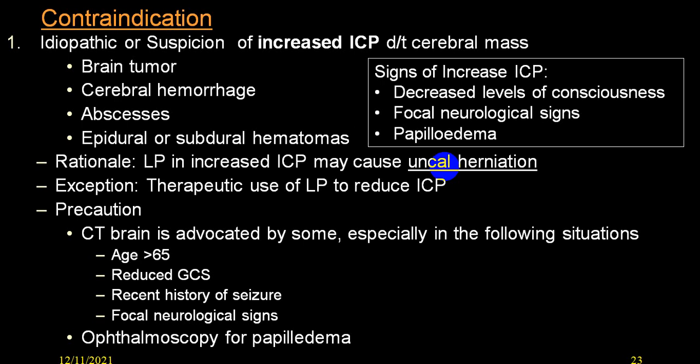And in the person in whom you want to do a lumbar puncture, who has raised intracranial pressure, you must perform a CT scan in a person above the age of 65 who has a reduced or altered level of consciousness. Recently, along with raised intracranial pressure, the person has seizures, focal neurological signs, and on ophthalmoscopy you find papilledema. You should be very cautious before doing a lumbar puncture.